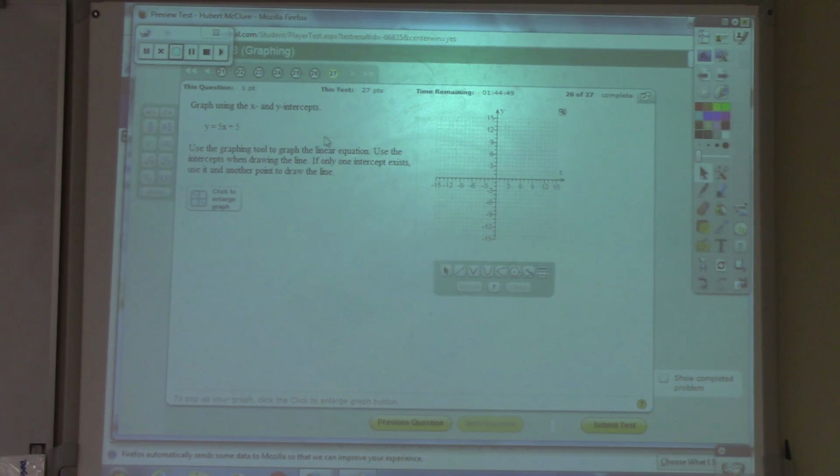Graph using what? The intercept. So you got to plug in 0 for x. What do you get? 5. So your y-intercept is 0, 5. And then intercept 0 for y, you get negative 5. X is equal to negative 1. Y'all check me.